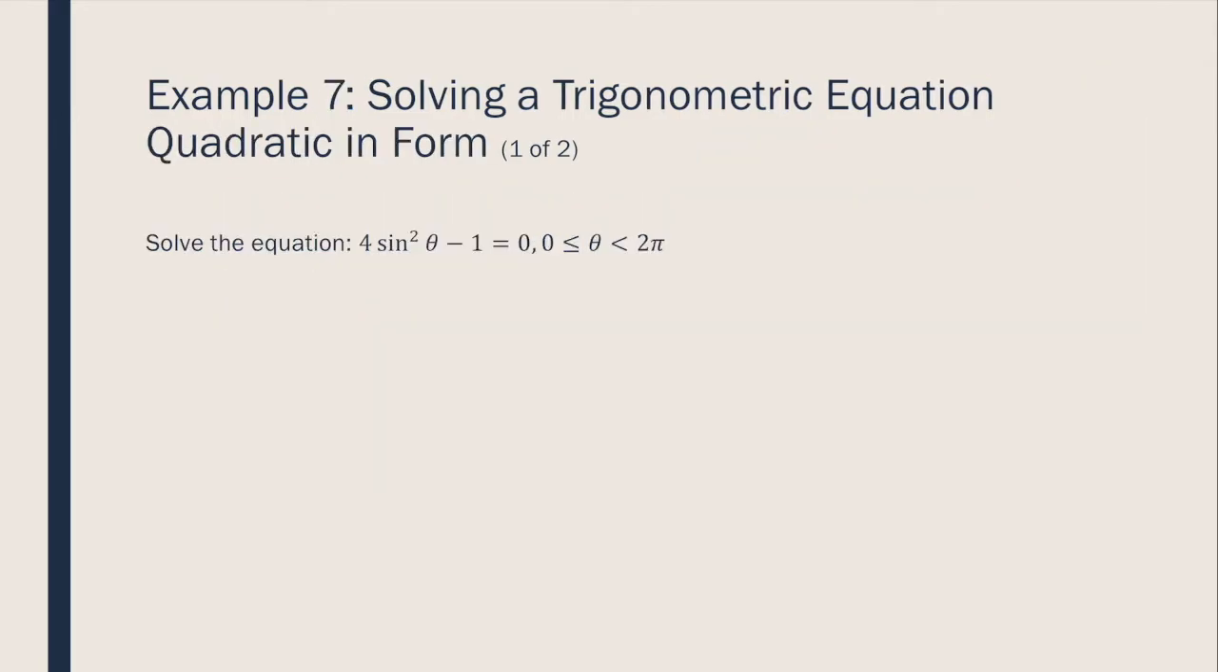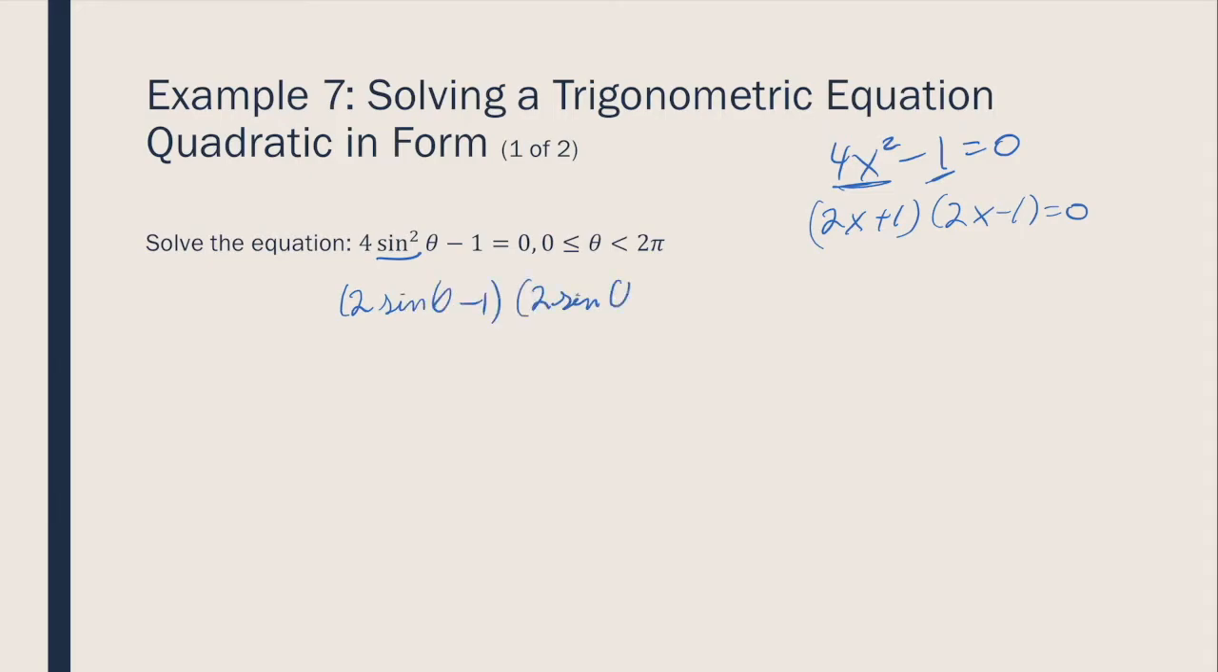For example 7, we're going to solve a trigonometric equation in quadratic form. And we're going to do that by factoring, right? If I had 4x squared minus 1 equals 0, you'd be like, oh yeah, this is a difference of two squares. So I'd have 2x plus 1 times 2x minus 1 equals 0, and then I could solve for x. We're going to do the same thing, except now, instead of x, we have sine. So this is going to factor to 2 sine of theta minus 1 times 2 sine of theta plus 1 equals 0. So we set both of these equal to 0 using the zero factor property.